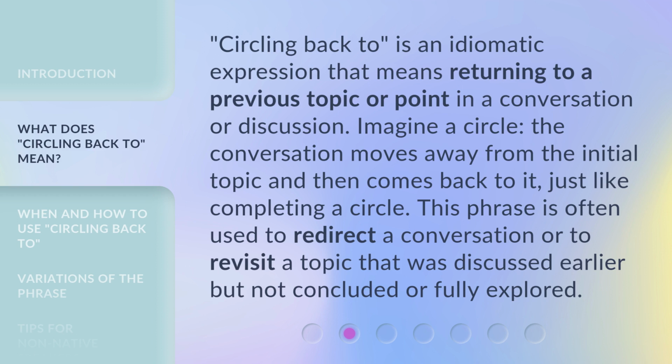"Circling back to" is an idiomatic expression that means returning to a previous topic or point in a conversation or discussion. Imagine a circle. The conversation moves away from the initial topic and then comes back to it, just like completing a circle. This phrase is often used to redirect a conversation or to revisit a topic that was discussed earlier but not concluded or fully explored.